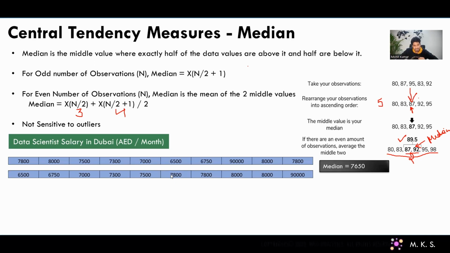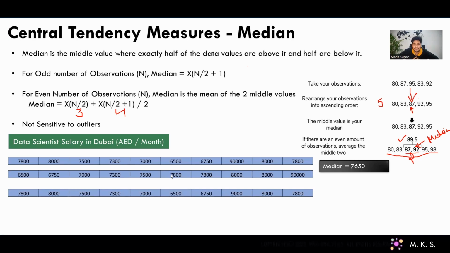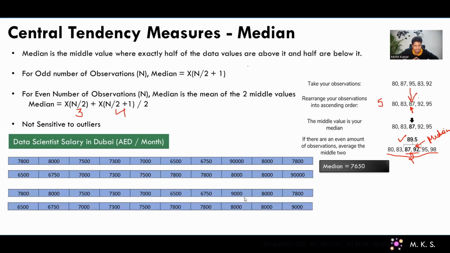Now, if we have the other data where we do not have the outlier, we have 9,000. So in that particular case, what will happen? 9,000 will come on the right extreme side. Then we are taking 7,500 and 7,800, again their mean, and that will again come to 7,650.